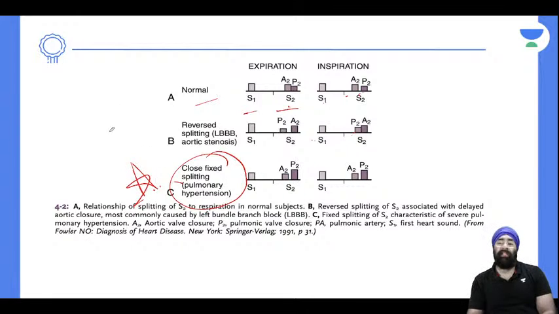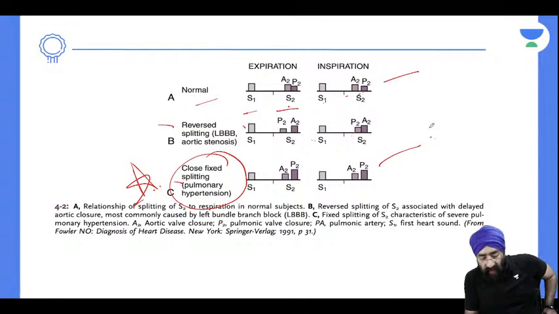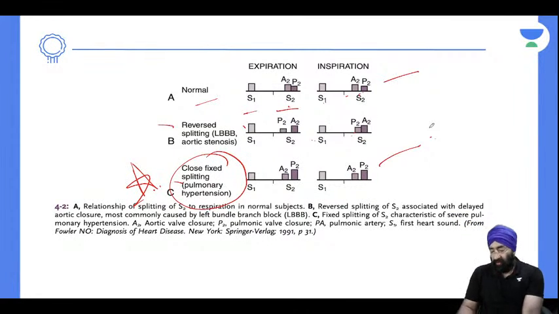That means S2 always splits either in inspiration or in expiration. Okay? Or there can be a closed fixed split. That means S2 always splits but temporarily. If there is a fixed split, a continuous split, then the patient has pulmonary hypertension. Okay?